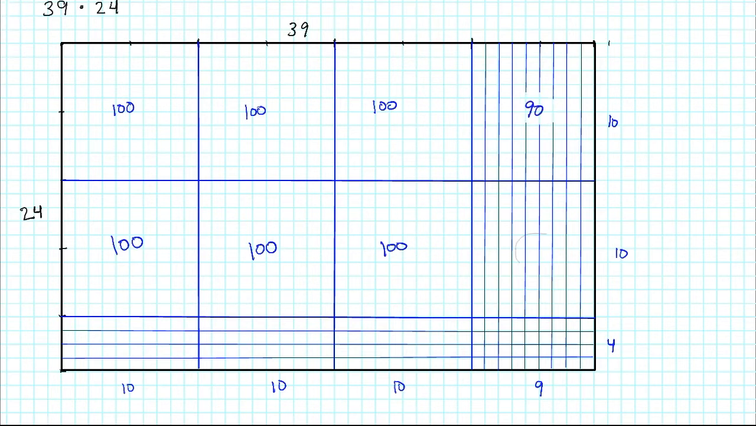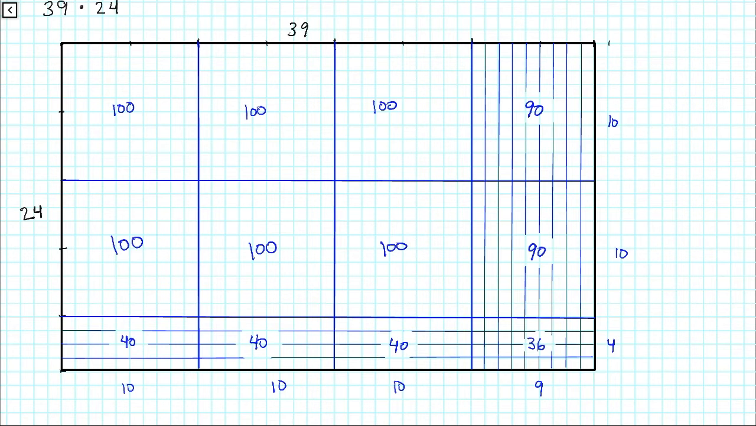And we have here another 90. Now this one here is 4 groups of 10, so it is 40. Another 40. And this is 4 groups of 9, so that's 36. Okay, and we can see 36 individual blocks here.